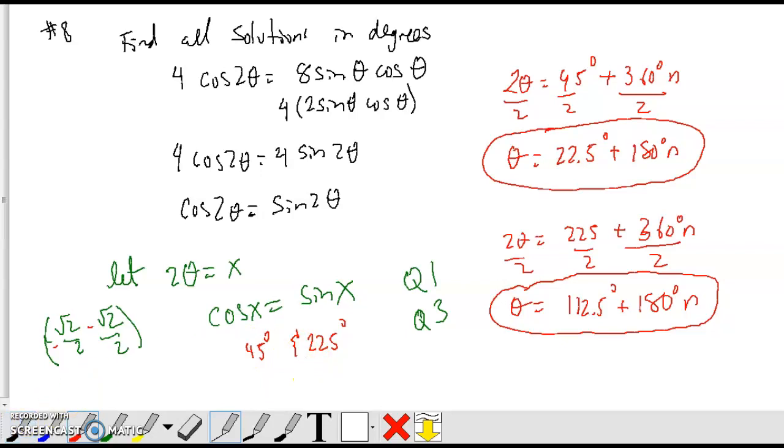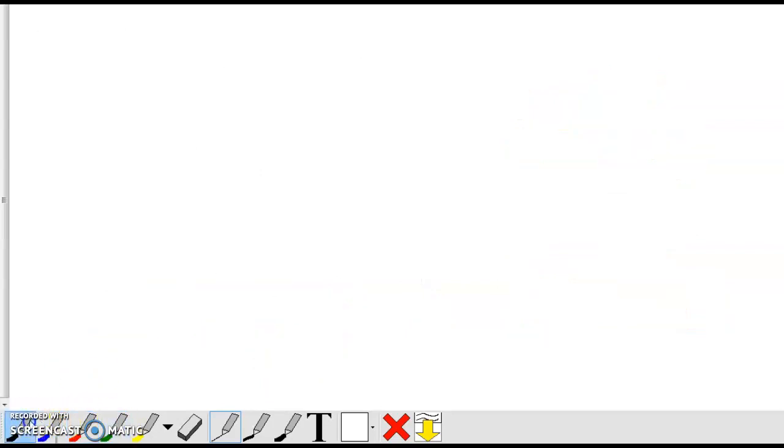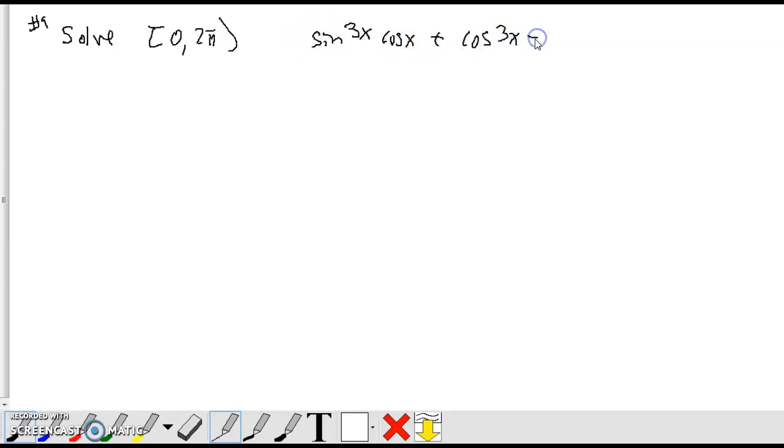All right, let's try another one. Why don't you pause the video and try this problem. This will be number 9. Solve, and let's go back to radians, 0 to 2 pi. Sine of 3x cosine of x plus cosine of 3x sine of x is equal to 0. Go ahead, pause the video, and see what you come up with.